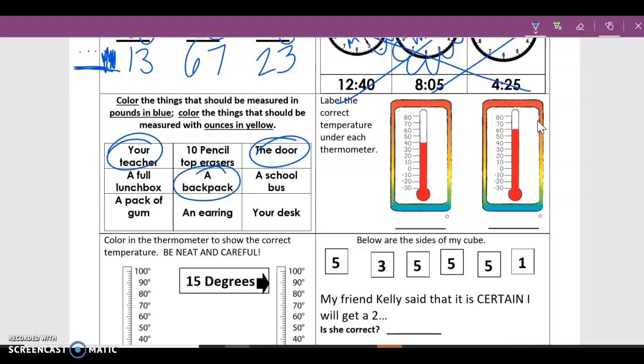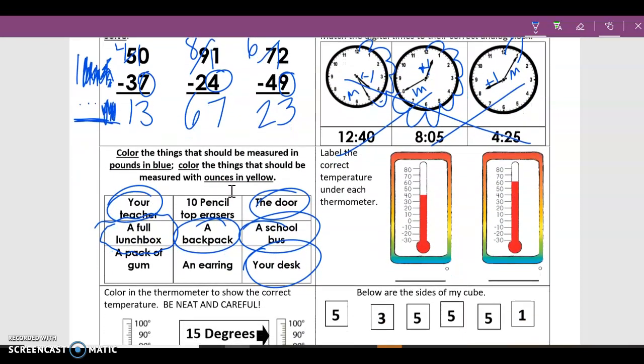Now that's tricky because if it's empty, you may not want to. A school bus for sure, your desk for sure, and a lunchbox. This could be tricky too because if it was a really full lunchbox, you might measure it with pounds. Now, as for ounces, switch my color. Definitely 10 pencil top erasers. You could say if it was an empty lunchbox, you could have circled that. It says a full one, but if it's not a very full one, I would understand ounces too. A backpack, if it was empty, maybe.